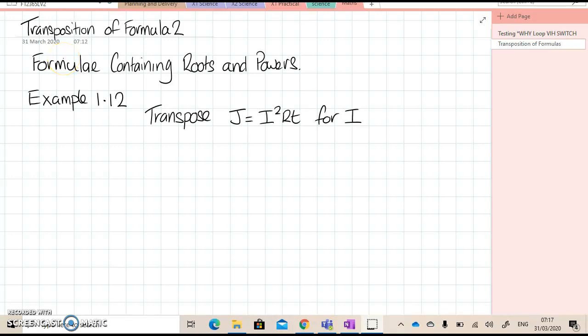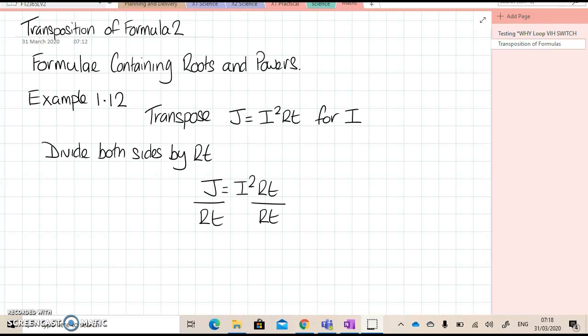So what we're going to do in this second video of transposition, we are going to transpose formulae containing roots and powers. So in this example, J equals I squared RT, and we're going to transpose that for I. So we're going to divide both sides of this formula by RT. So write the formula out, divide RT by itself, and remember what we do on one side, we do on the other. So they will cancel themselves out, and that will leave I squared is J over RT.